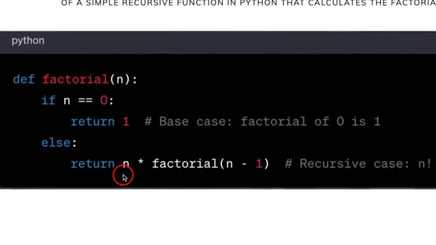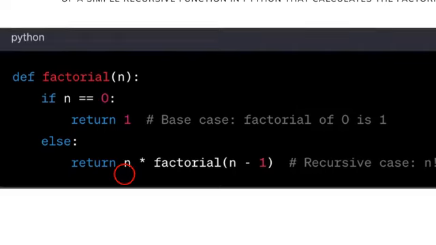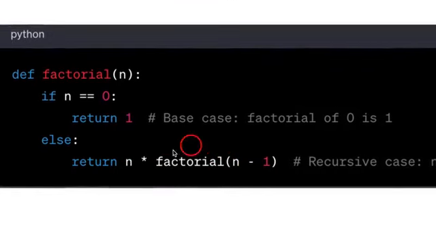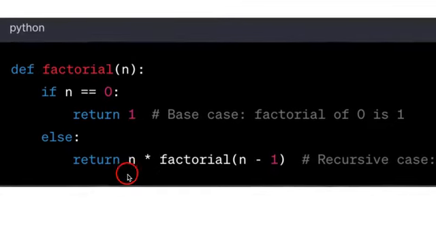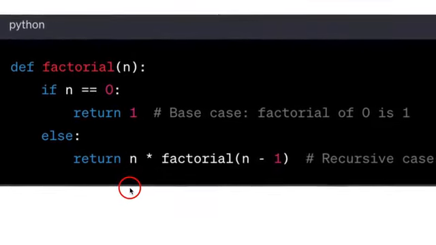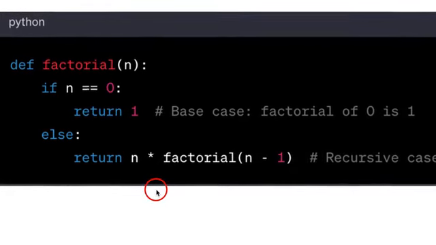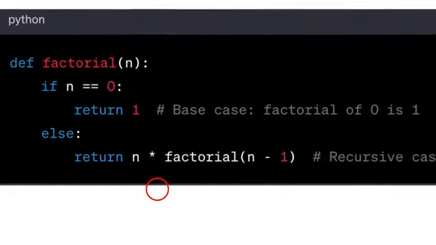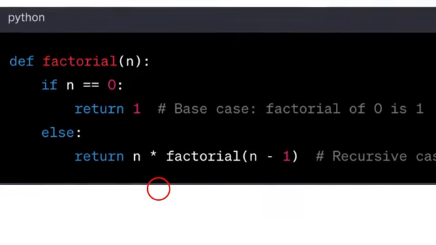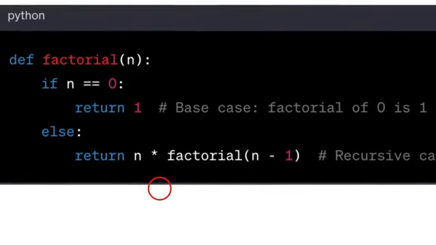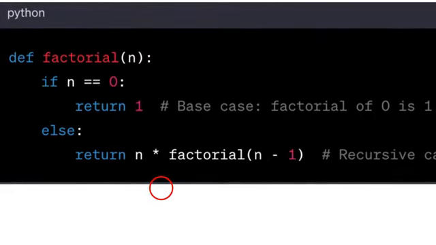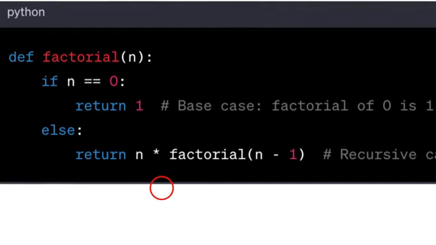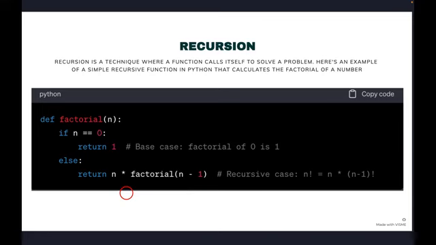Again, factorial of 4 calls factorial of 3, 4 minus 1, 3 is calculated. This process continues until factorial of 1 is reached, because 1 into factorial of 0 is calculated. Factorial of 0 returns 1, so that is the base case. The final result for factorial of 5 is 120. So recursion is a powerful and elegant way to solve problems.